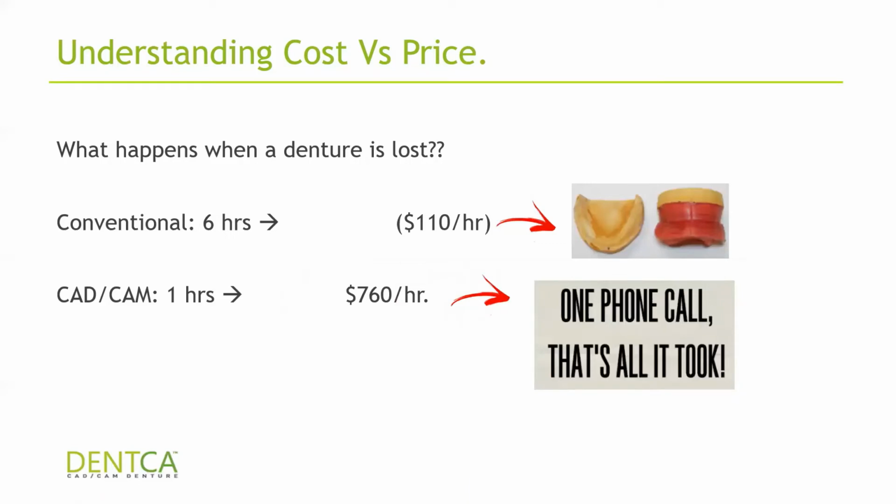And let's say a denture is lost. With conventional, you have to start the process all over again. So you might charge the patient the same amount if they lost the denture, but you have to do the process all over again. So on that second denture, you're going to make $110 of profit again. But for that second lost denture with digital, all you have to do is make 1 phone call either to Dentca or to your local lab that is doing digital dentures. They're going to send you a new denture, and you can charge the patient the same amount of money, but you didn't have to do anything. So it didn't cost you a single hour.